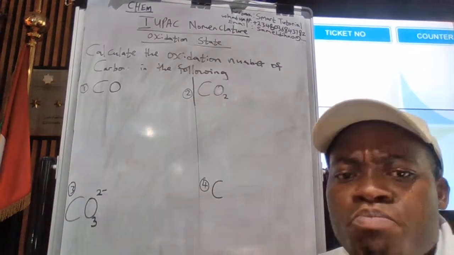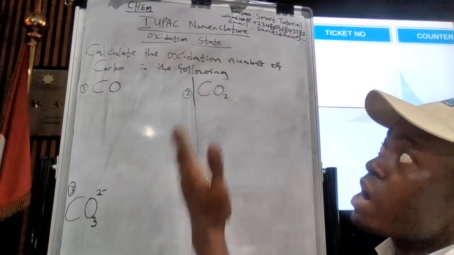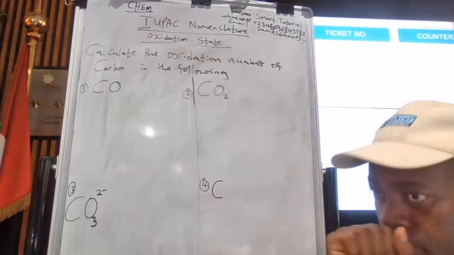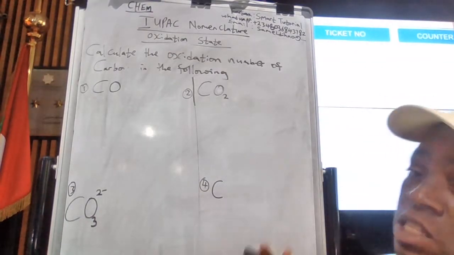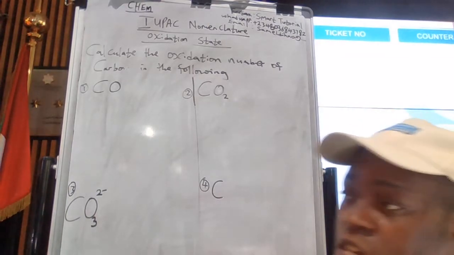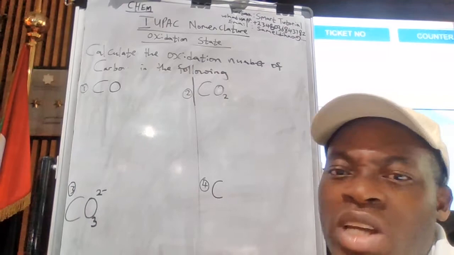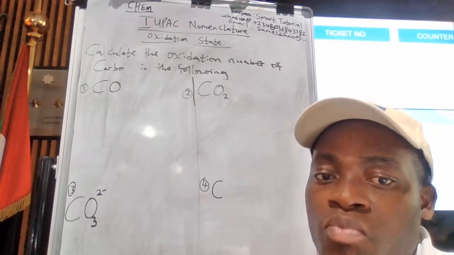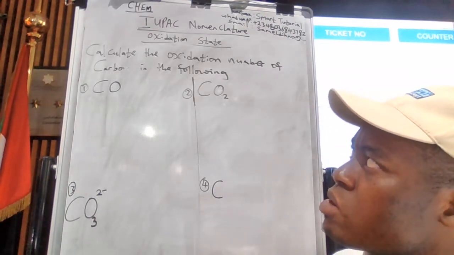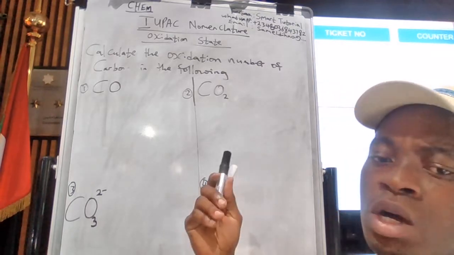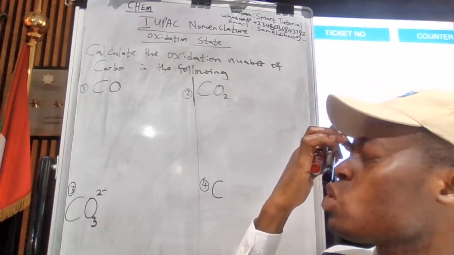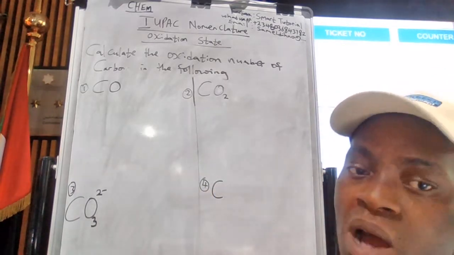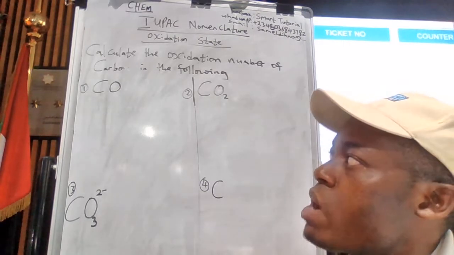So you have to know the basics, and the basics is just the IUPAC nomenclature. That is the naming system, the International Union of Pure and Applied Chemistry system of naming compounds, so that it will be generally accepted by all, irrespective of your location in the world. One of the systems is the Stock system. The Stock system makes use of the oxidation number to name some compounds, especially the inorganic compounds.